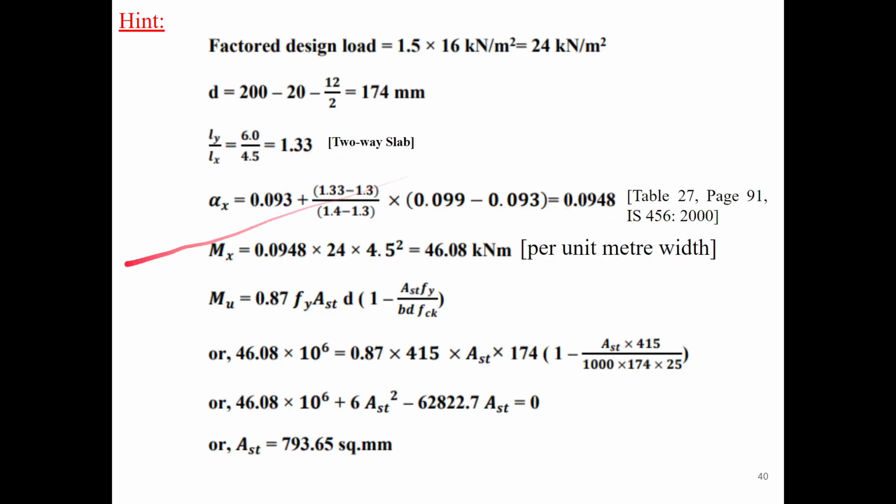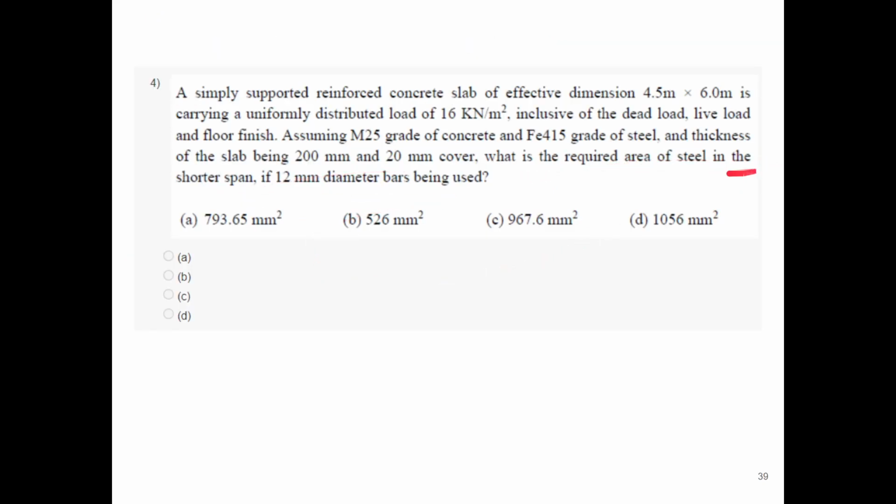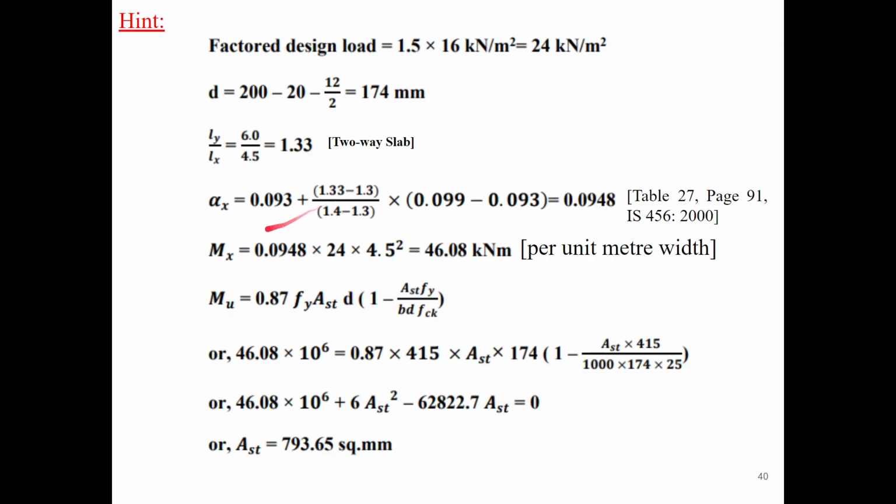Ly by Lx value will be 6 by 4.5 or 4 by 3, which is 1.33. That is a two-way slab. So using table 27, alpha x value will be 0.0948 using interpolation, and because we have to only find out the shorter span, there is no need of calculating alpha y. So Mx will be alpha x w lx square, which is 0.0948 into 24 into 4.5 square, that comes to be 46.08 kilonewton meter.